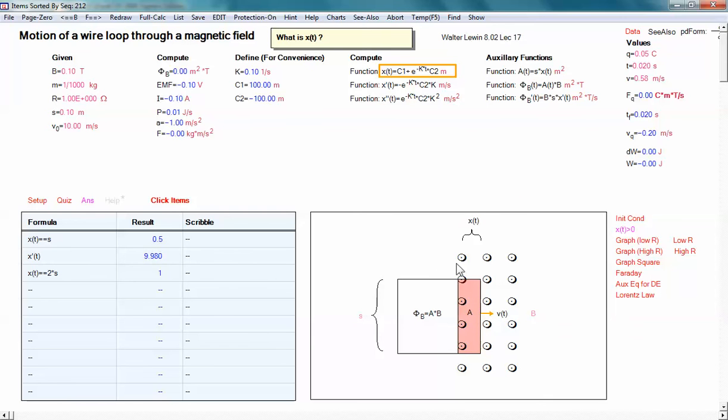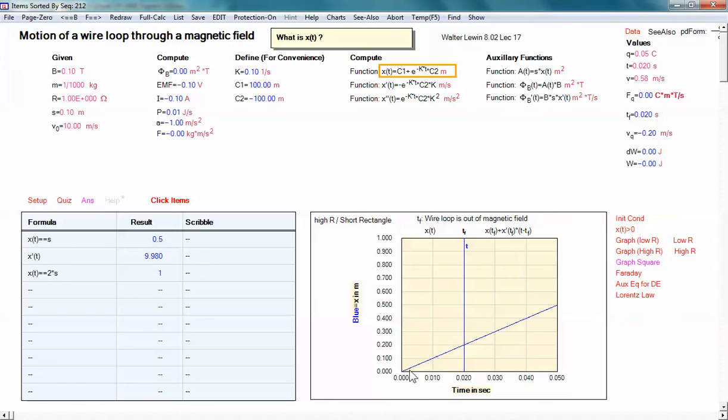Let's just look at what that looks like. Again, we're going to go back and assume that the magnetic field is exactly S on this side. Its depth is S, the same as the side of the square. If we do that, then this is what the motion looks like. And that's essentially a straight line. It's 10 meters per second almost all the way along. Here's the period where it's coming into the magnetic field. Here's the period where it's coming out. And if you looked at that in greater detail, you'd see a slight change from a straight line. And then once it's out, it's just a straight line.